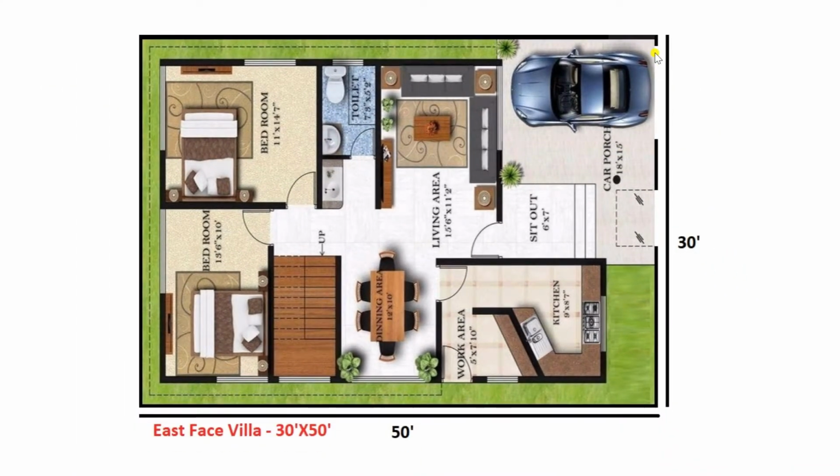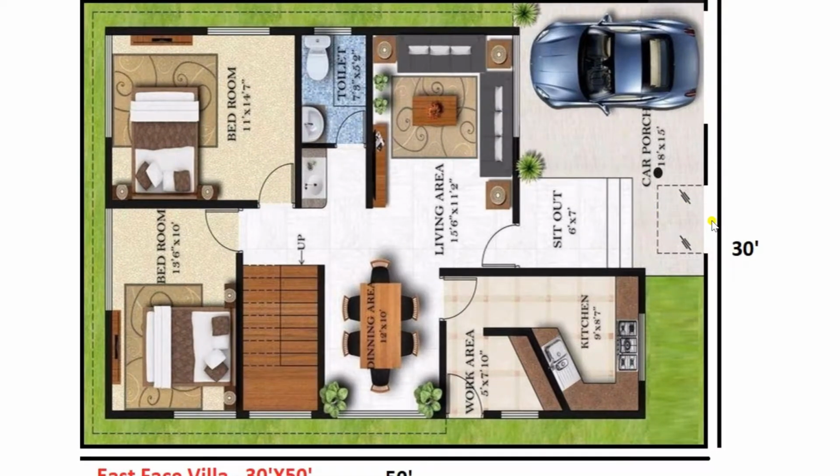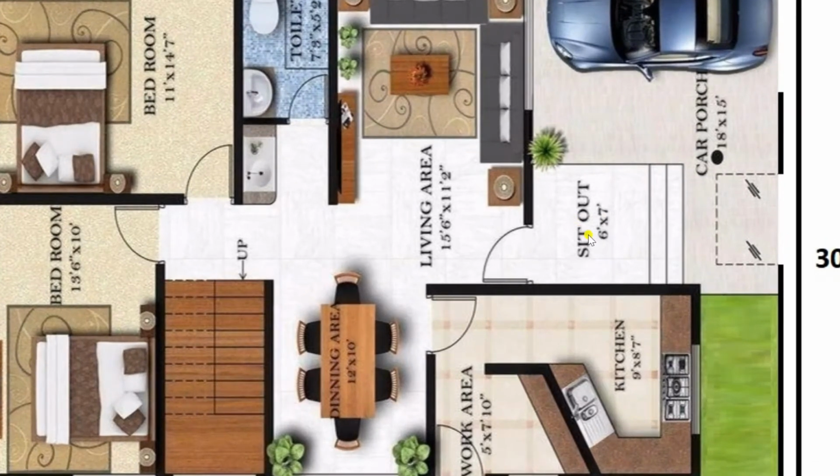So we have provided a main gate and also one sub gate. The sub gate is of size 4 feet, where you are able to enter through this sub gate. Here we have provided 2 steps. Here this is a sit out of size 6 by 7 feet.